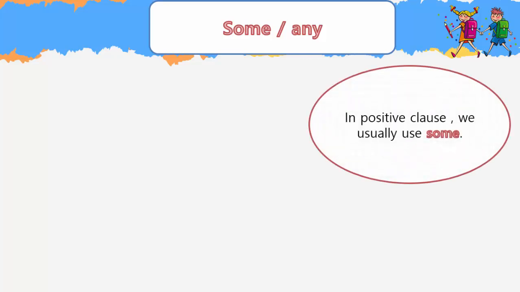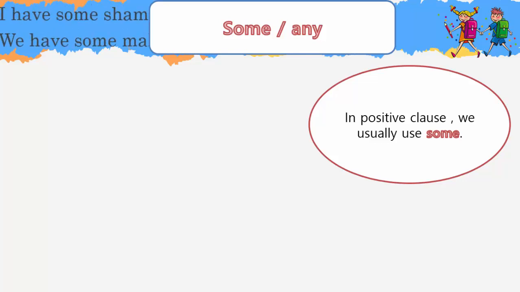Today we are talking about the difference between some and any, how to use some in a sentence, and also how to use any in a sentence. We use some in a positive clause or sentence. In a positive clause, we usually use some.